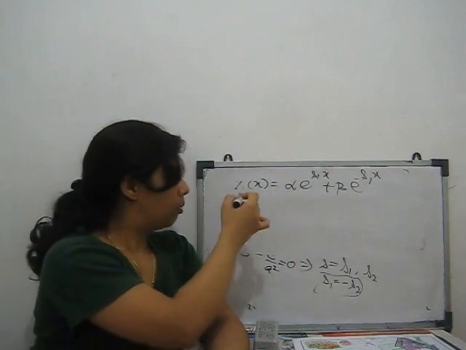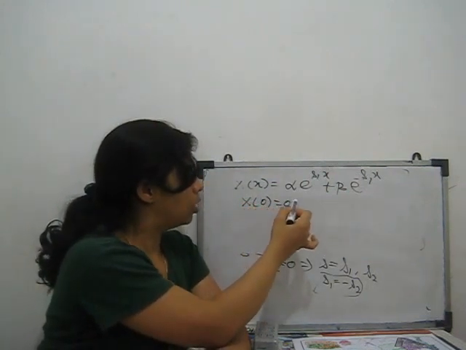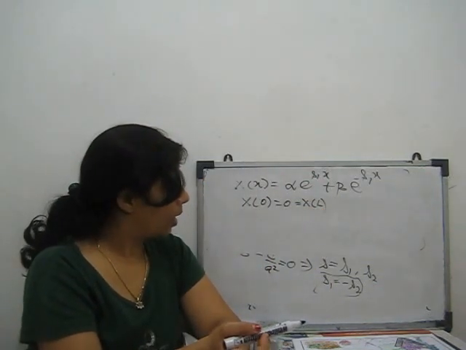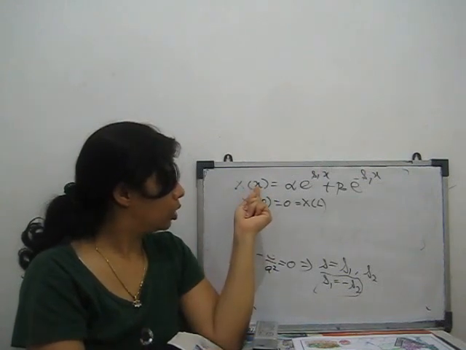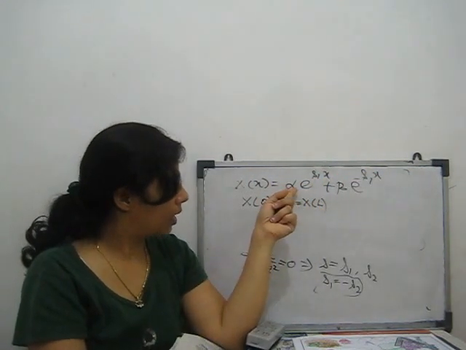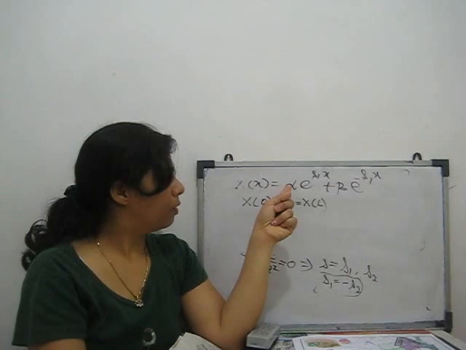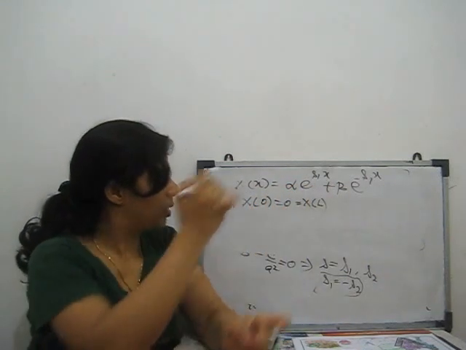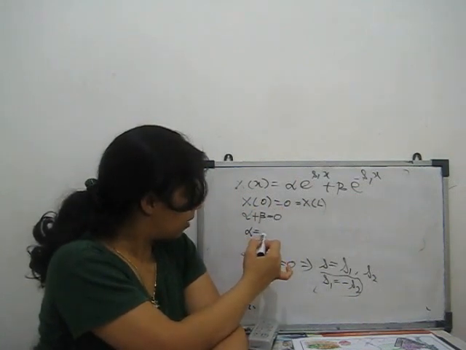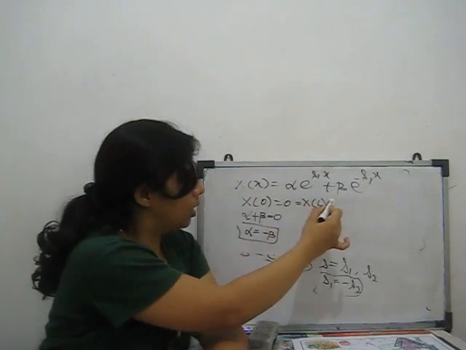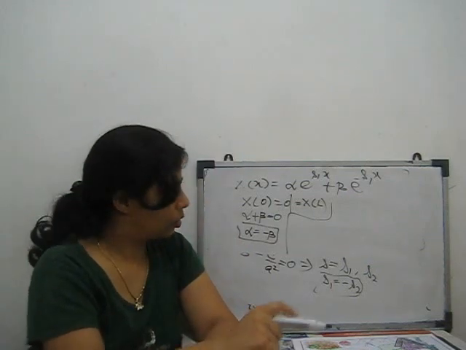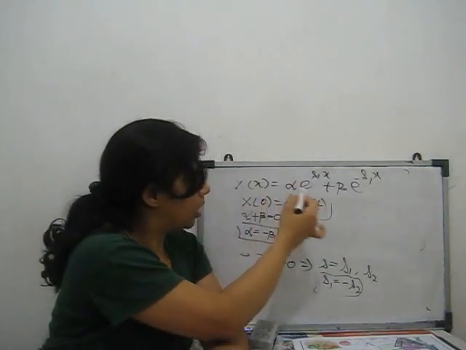Next, when we apply the boundary condition X(0) equal to 0 equal to X(L), clear? In that case, when we apply X(0) equal to 0 here, then e to the power 0 is equal to 1. So with this X(0), we get alpha plus beta equal to 0. Means we get alpha equal to minus beta. Clear?